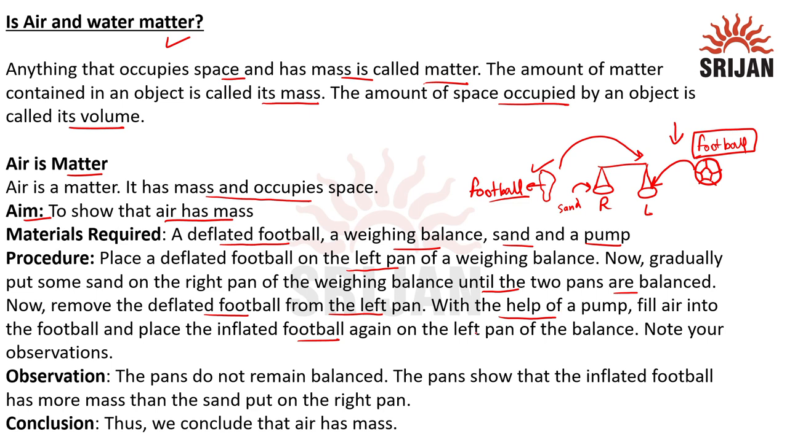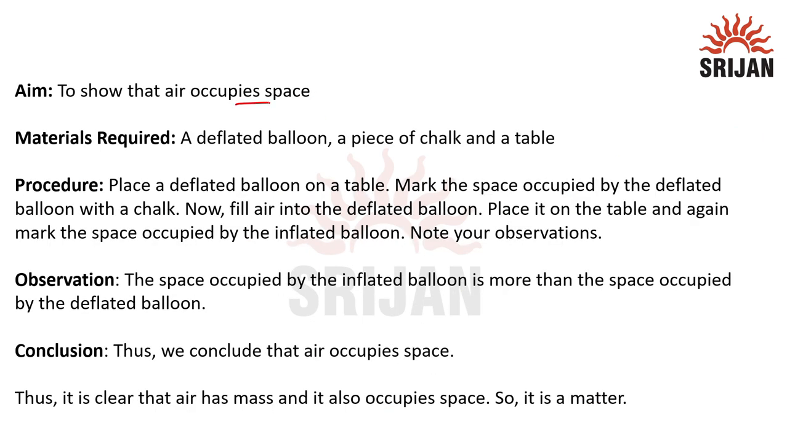So from here we can observe that the pans do not remain balanced. The pan shows that the inflated football has more mass than the sand put on the right pan. That means we can conclude that air has some mass. Now to prove that air occupies space, we will do an activity again. The aim of the activity is to show that air occupies space. The materials required will be a deflated balloon, a piece of chalk and a table.